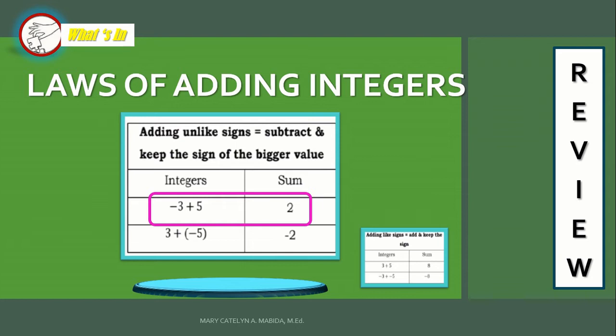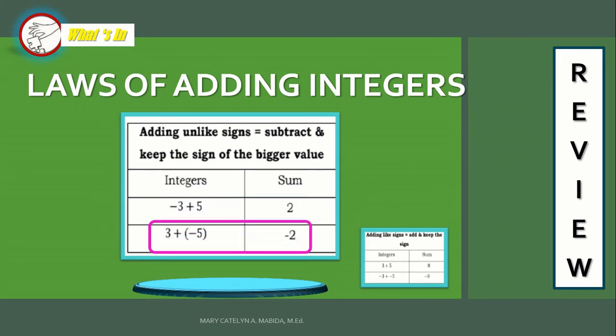Let's do it one more time. -3 and 5. We are adding numbers with unlike signs. So, we are going to subtract their absolute values. 5 minus 3 is equal to 2. And then, we keep the sign of the bigger absolute value. And 5 has the bigger absolute value. It is a positive, so the sum is also a positive.